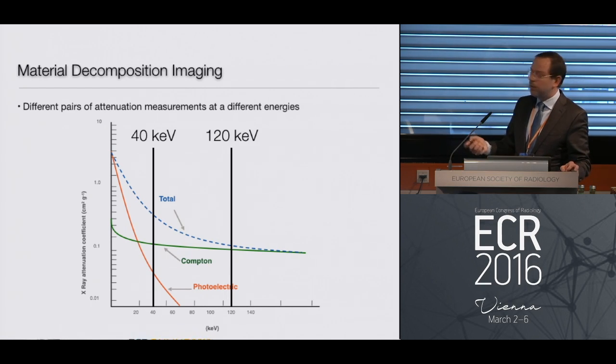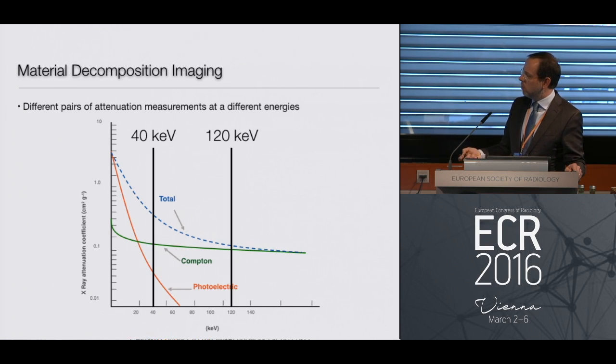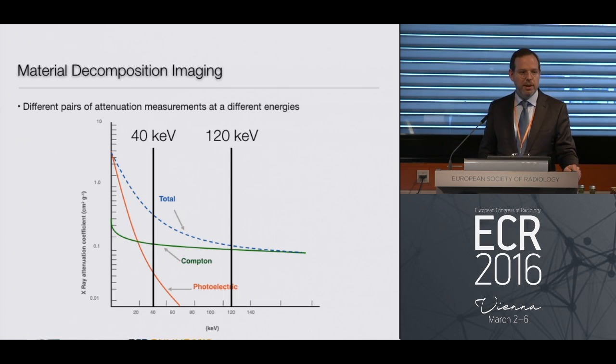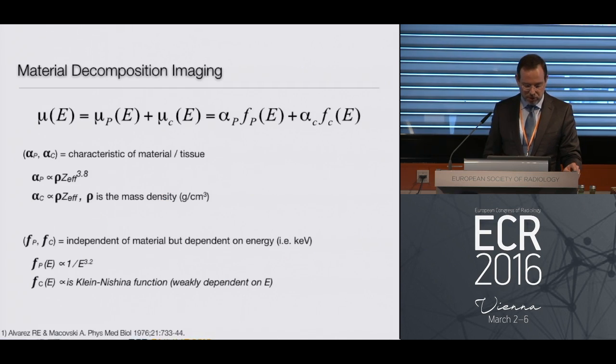So we have different pairs of attenuation measurements at different energies, and this gives us the capability to study different materials. For instance, the photoelectric effect does not contribute substantially anymore above about 70 kilo-electron volt. So this does not play an important role anymore. However, the Compton effect is relatively independent, as I said earlier, and so this gives you a different combination of PE and Compton at 40 keV versus 120 keV. So this forms the basis of material decomposition imaging.